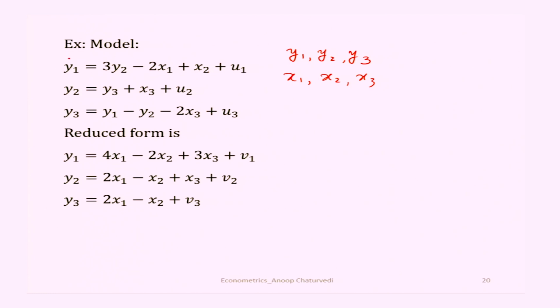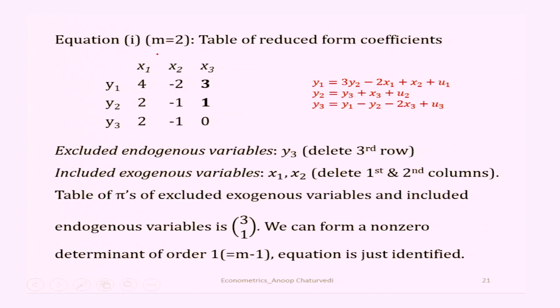And then we solve these three equations for y 1, y 2 and y 3. Ultimately we obtain this reduced form: y 1 equal to 4 x 1 minus twice x 2 plus 3 x 3 plus v 1, y 2 equal to twice x 1 minus x 2 plus x 3 plus v 2, and y 3 equal to twice x 1 minus x 2 plus v 3. Now, in the second equation small m is equal to 2, because the second equation has just two endogenous variables, y 2 and y 3.